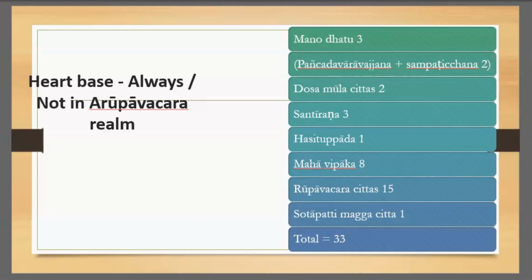So how many chittas always arise based on the heart base? There are 33 chittas: 3 manodhatu, 2 dosamula chittas, 3 santirana, 1 Asituppada, 8 Mahavipaka, 15 Rupavachara Chittas, and Sotapatti Magga Chitta. So there are 33 Chittas that always arise based on the heart base.